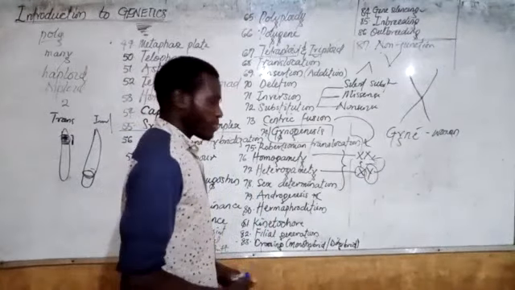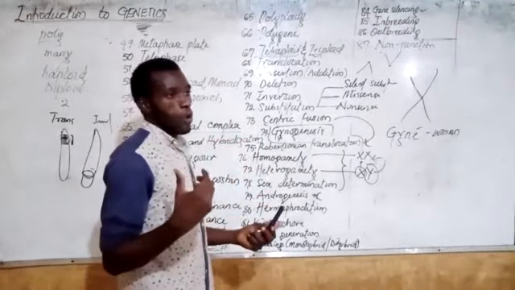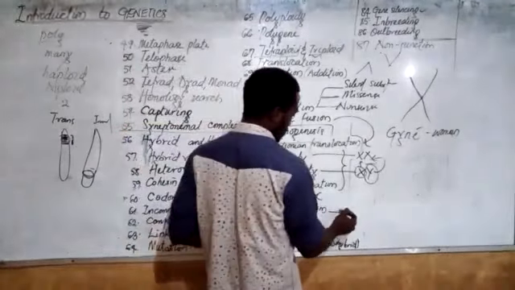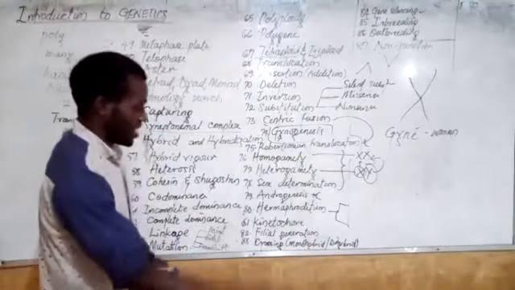Then hermaphroditism. Hermaphrodite simply means an organism possesses two reproductive organs. And there are different types of hermaphroditism in fish. We are going to talk about that later, please.